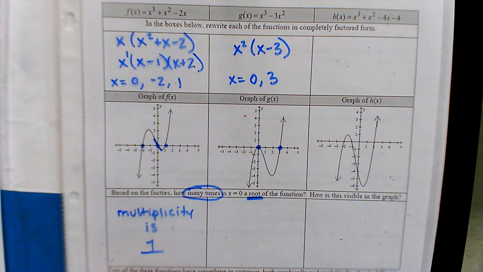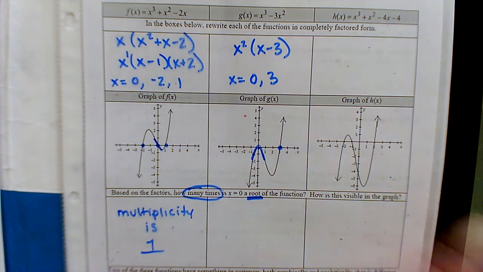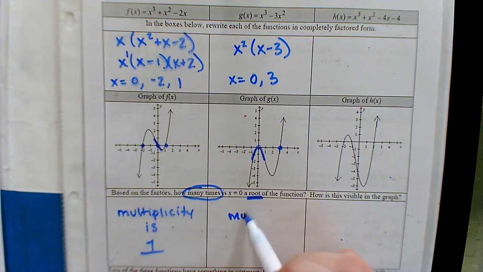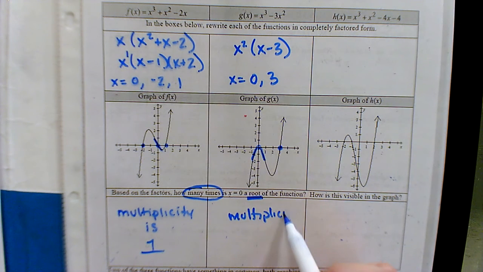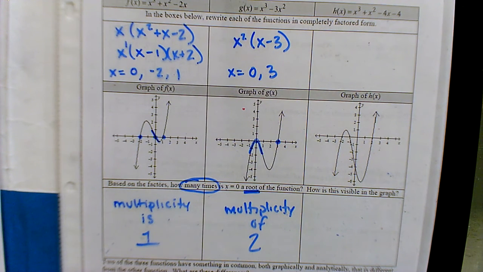So how many times is 0 a root? Yeah. How did you know? Since it bounces off the x-intercept. All right, graphically it bounces. Based off the factors, do you see how it has a power of 2? So multiplicity of 2, aka it shows up twice.